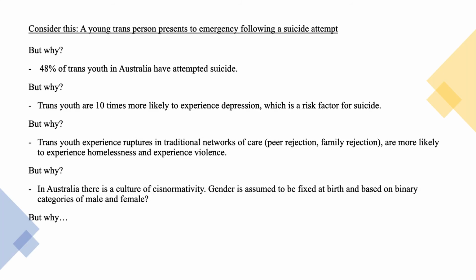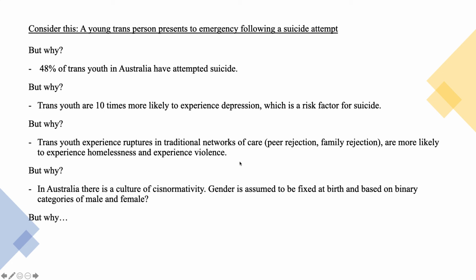Consider this. A young trans person presents to emergency following a suicide attempt. You could ask yourself, but why? Well, we know that 48% of trans youth in Australia have attempted suicide, so this behaviour is convergent with the national trend. And again we ask, but why? We also know that trans youth are 10 times more likely to experience depression, which is a risk factor for suicide. Yeah, but why are they more likely to experience depression?